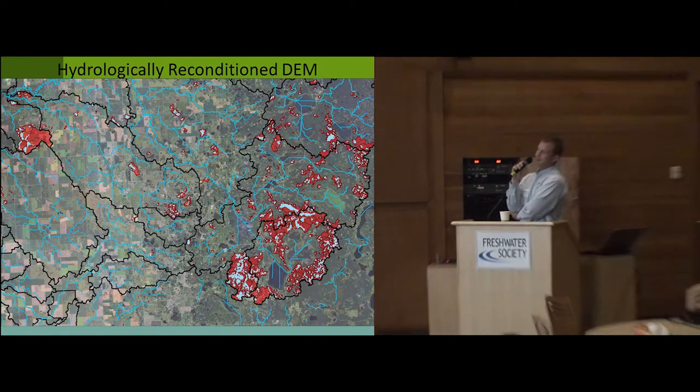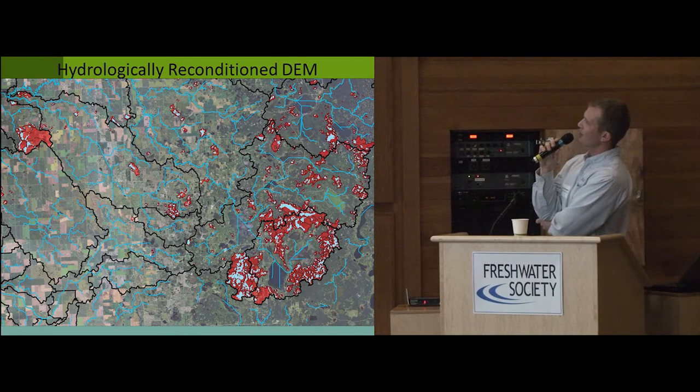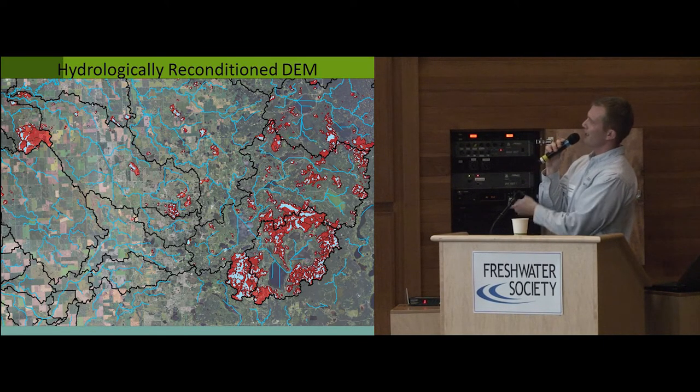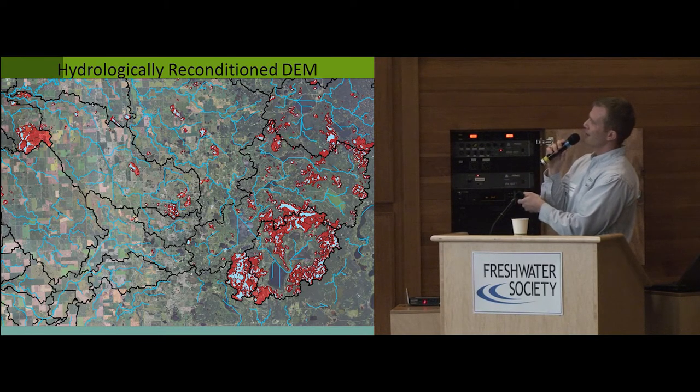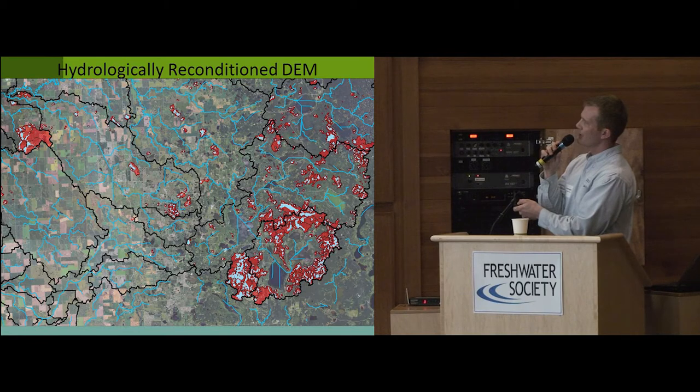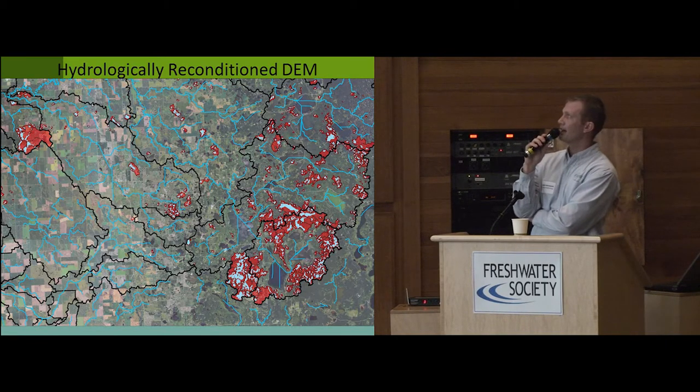Now, this map gets a little busy, but what it's trying to illustrate is what you can actually derive once you have a hydrologically reconditioned DEM. You can see these heavy black lines correlate to drainage divides or subbasin boundaries. The red correlates to where you have non-contributing areas within each of those subbasins. And the blue correlates to the contributing streams that can be derived directly from the LIDAR information.